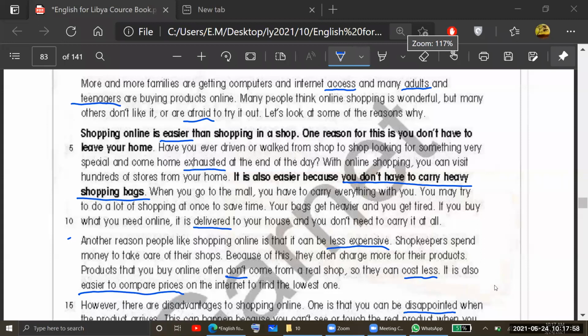Well done, Rida. Safwan is saying he prefers real shopping. Why? Because online shopping has too much trouble, too many problems. Yeah, that can't be true. That can be true. Can you give us one problem, Safwan, with online shopping?